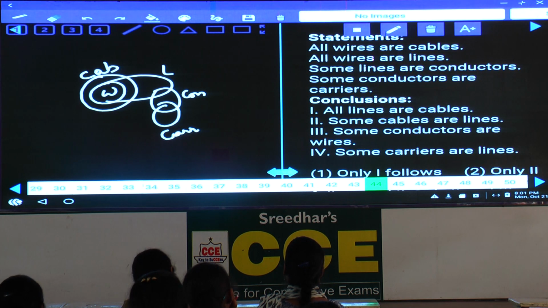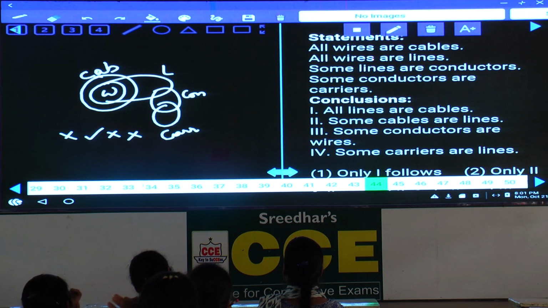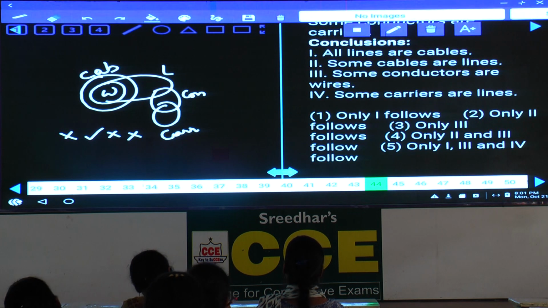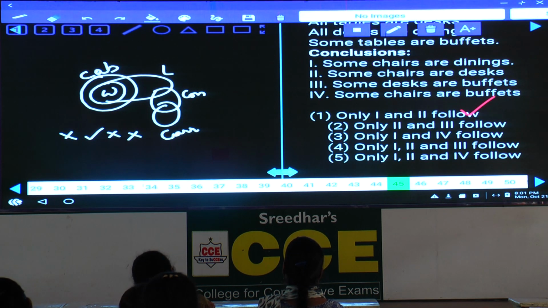Then first conclusion, all lines are cables, that is false. And some cables are lines, some of the cables are lines, definitely true. Some conductors are wire. Conductor and wire, there is no intersection between these two. Some carriers are lines, this is again false. Again only conclusion 2 follows, that is choice 2. 44 choice 2.